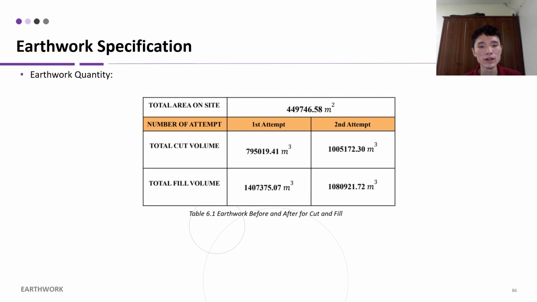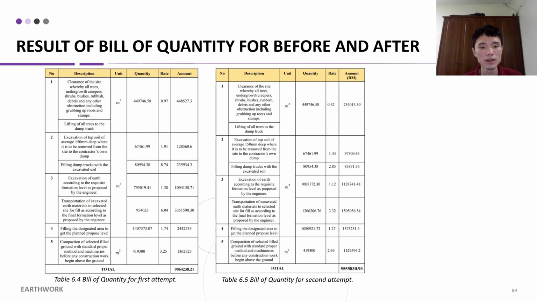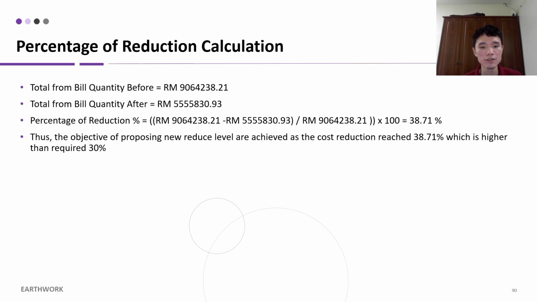We obtain the total area on site, total cut volume, and total fill volume. It is used to calculate the cost estimation before and after reduction. The table shows all rate and cost for earthwork equipment. The cost is used to calculate the overall cost before and after reduction. After considering all the equipment costs, the cost for the second attempt is lower than the first attempt, which is acceptable. Since the percentage difference obtained is higher than 30%, it means that the cost reduction is very effective.